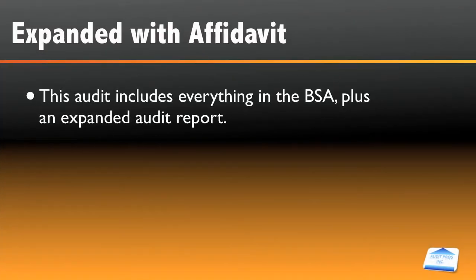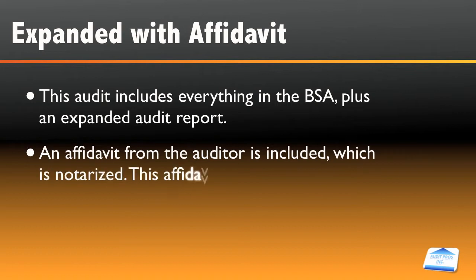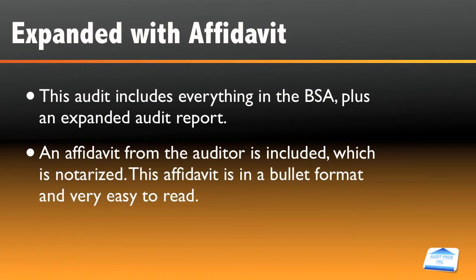Now, this audit really is everything included in the basic securitization audit. It goes a little bit deeper. This is an intense audit that can be used for a number of different things. The affidavit is included. It's also notarized, and it's put into a bullet format that's easy to discuss. What it does, it breaks down all the findings that the auditor discovered, and it makes it in one simple reading. Now, the affidavit itself could be anywhere from 8 pages to about 20 pages.